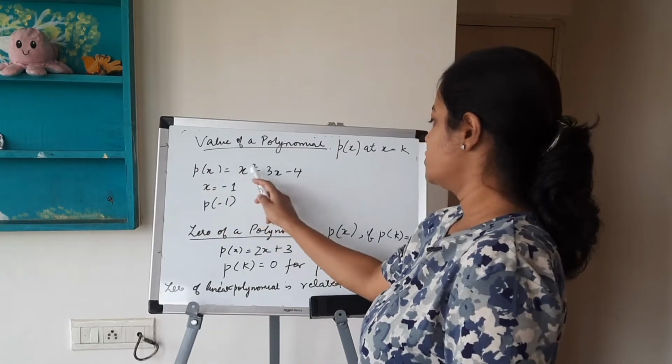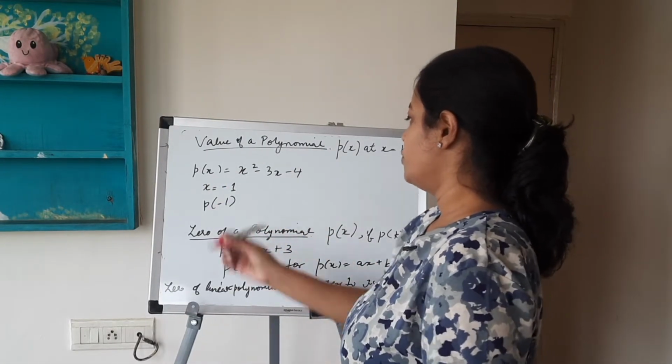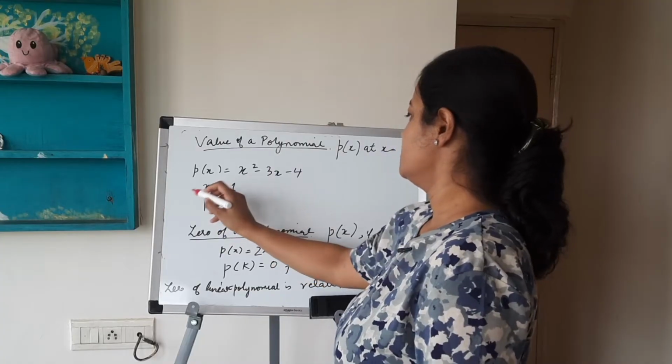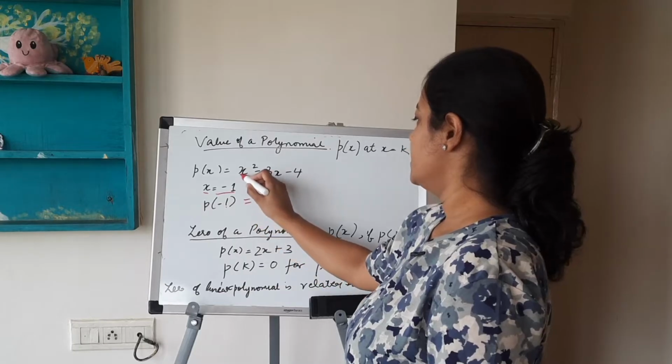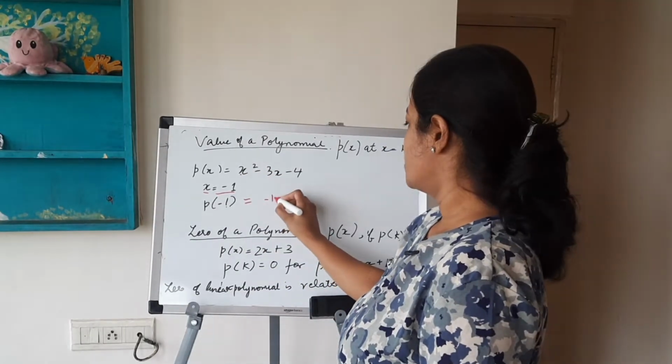p(x) is equal to x square minus 3x minus 4. Now we want to find the value of the polynomial at x equal to minus 1. So basically we are substituting minus 1 in the place of x. So what will it be?